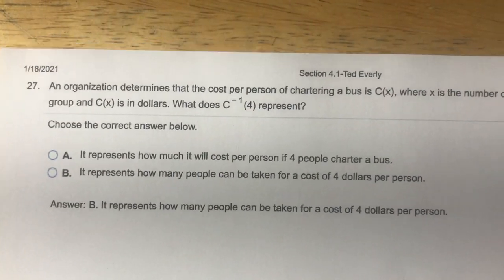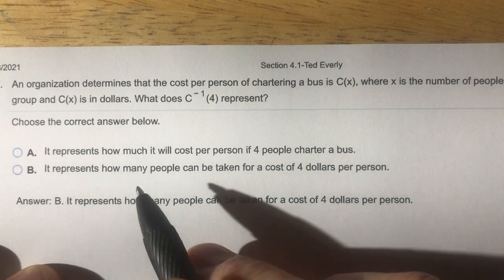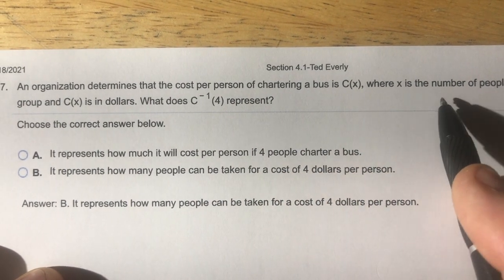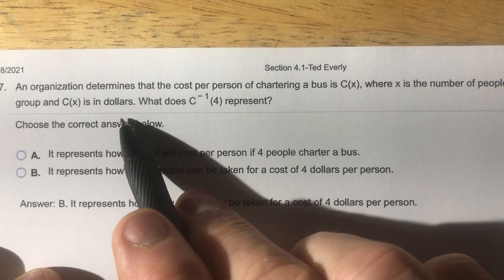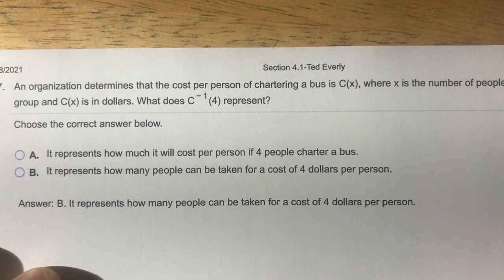And the last problem here, number 27. An organization determines that the cost per person of chartering a bus is C of X, where X is the number of people in the group and C of X is in dollars. What does C inverse of 4 represent?